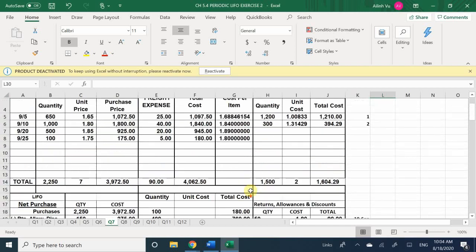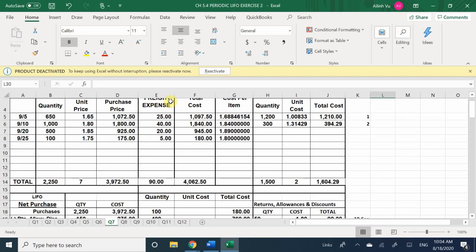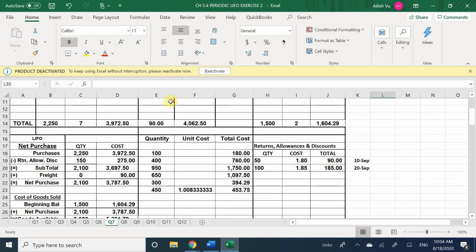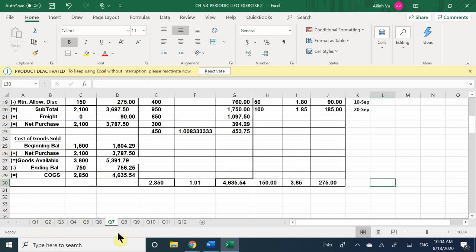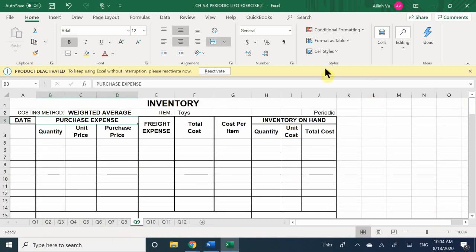Doing a cost per item, right? We don't care for that right now. All we care about is finding the total amount of items that you have available, and you're going to find the average cost per item. Okay, so we're going to go ahead and dive into question 9. This time we're doing weighted average.